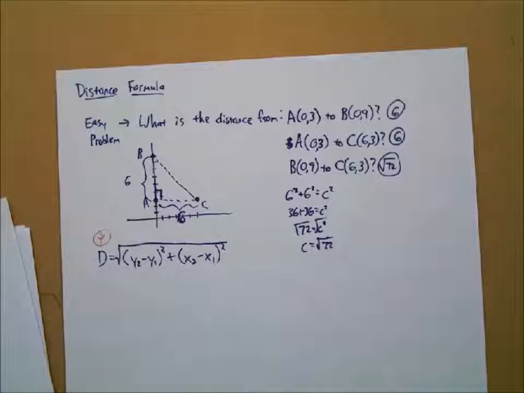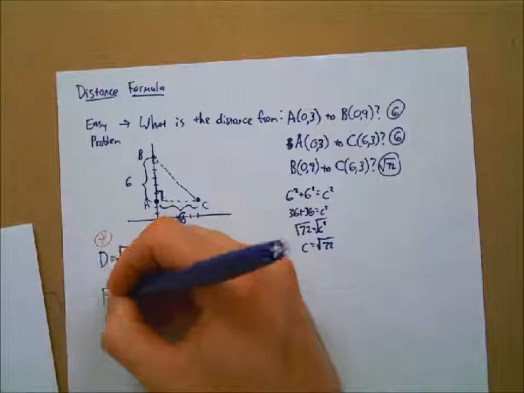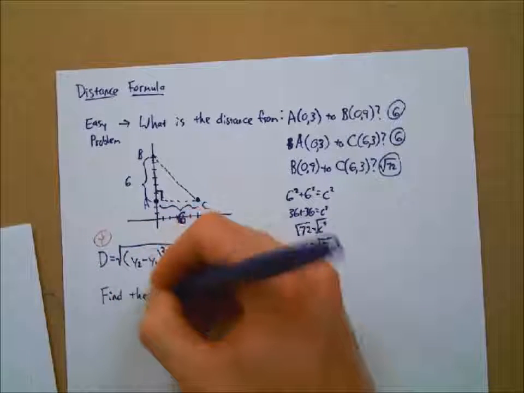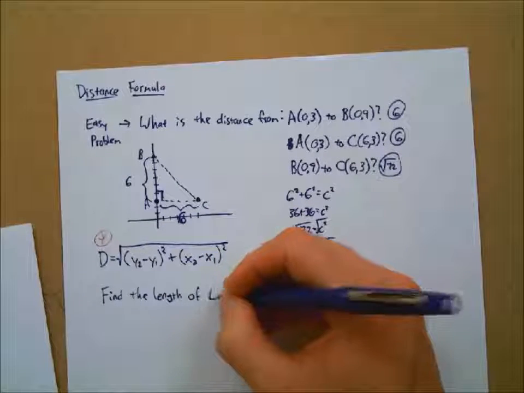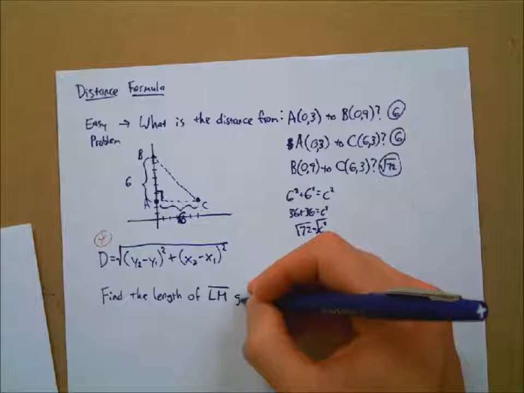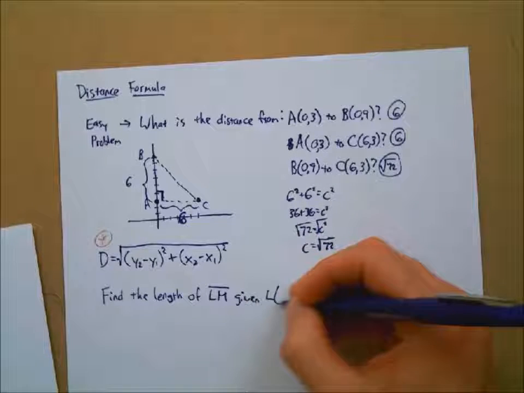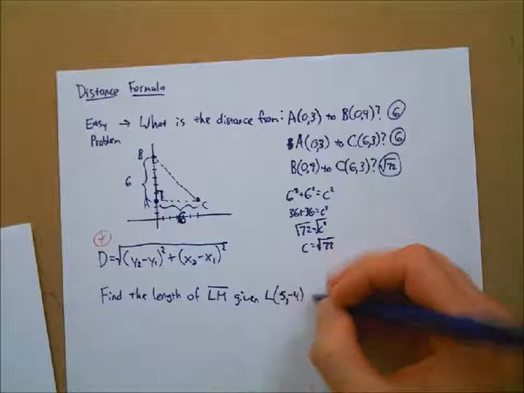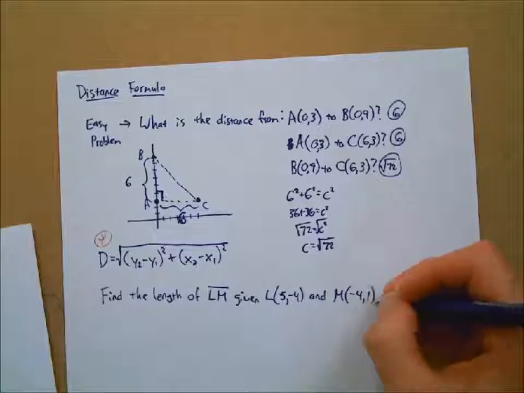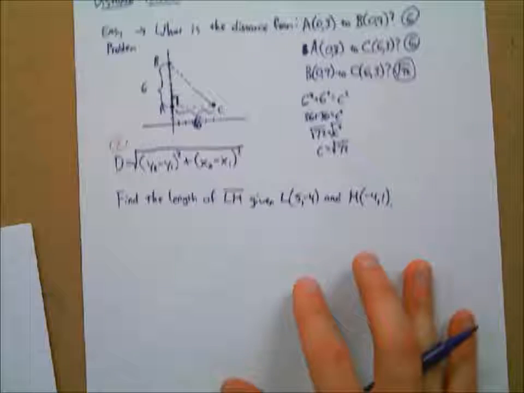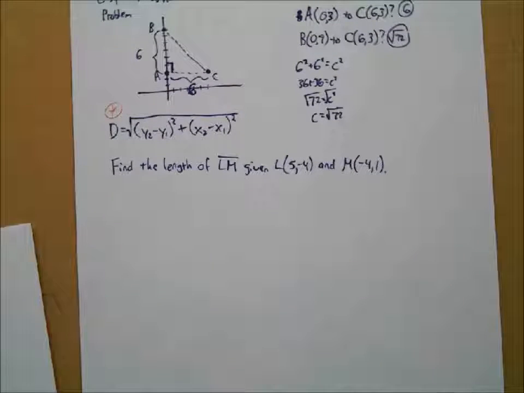All right, let me give you one to try. Please find the length of LM, given L has coordinates 5, -4, and M has coordinates -4, 1. I'll leave the distance formula up there for you to see. So go ahead, use that distance formula. Find your L, find your M. And I'll come around and help you.